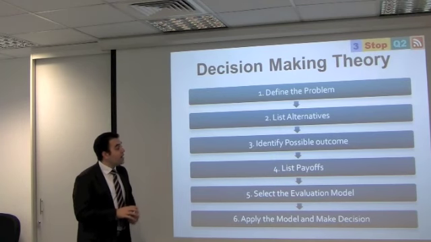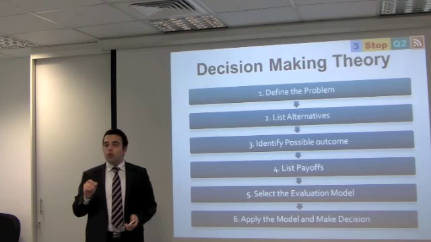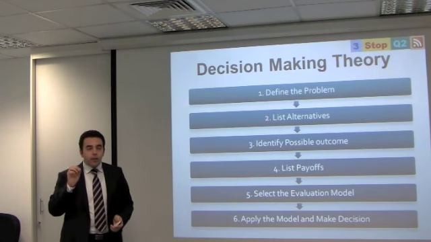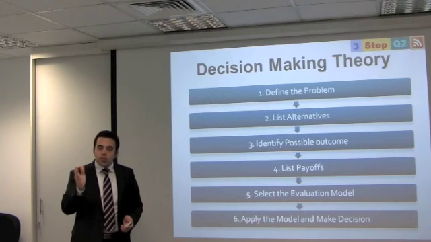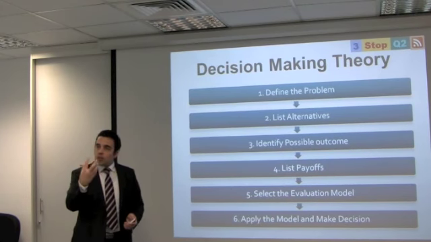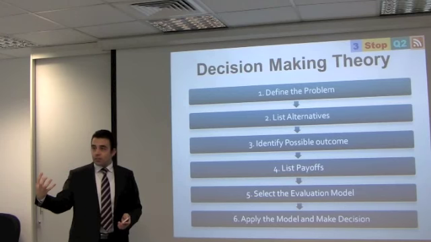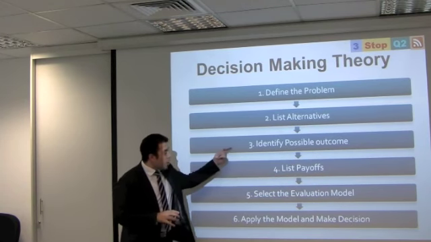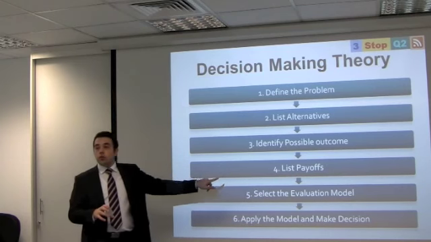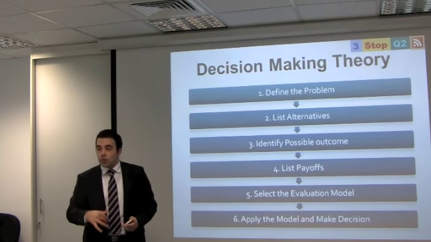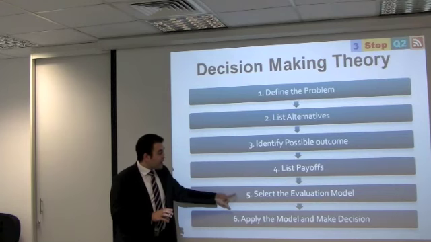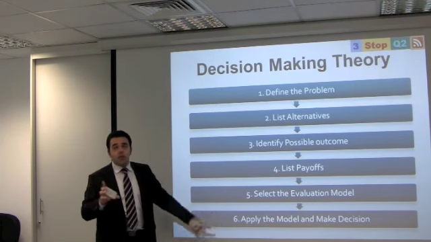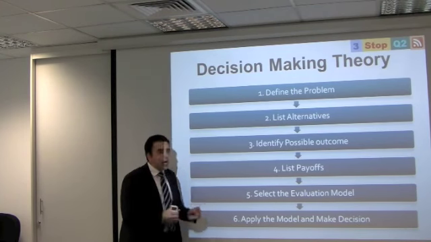Number 3, I identify possible outcomes. What's the meaning of possible outcome? I need to say, okay, if I'm going to open an online store, what is the situation there? The market may be good, the market is okay, the market is bad. And based on each outcome, I will list the payout, how much I'm going to get from it. Then before selecting, many of us will say, okay, I know the payout, let me go and select.